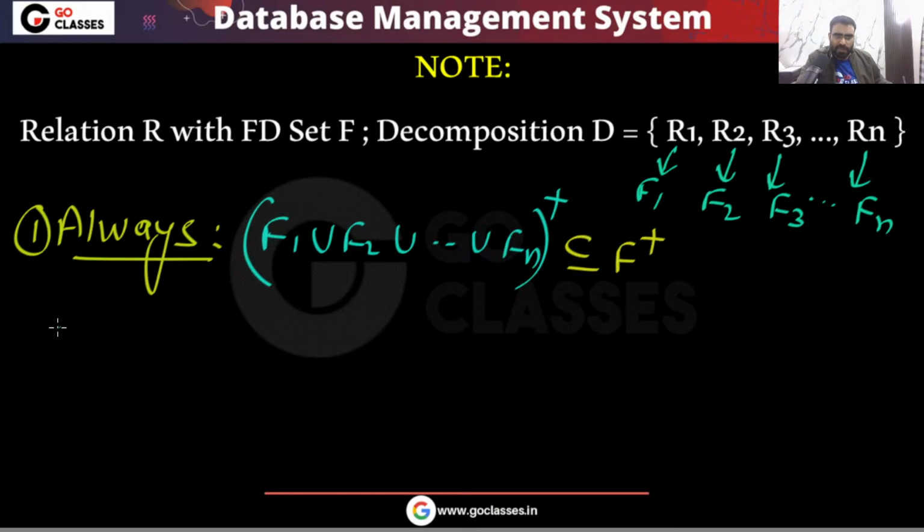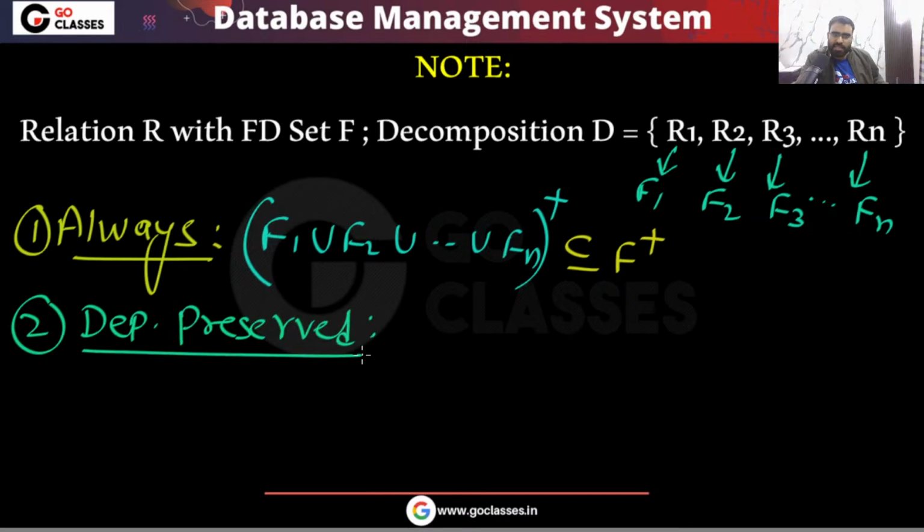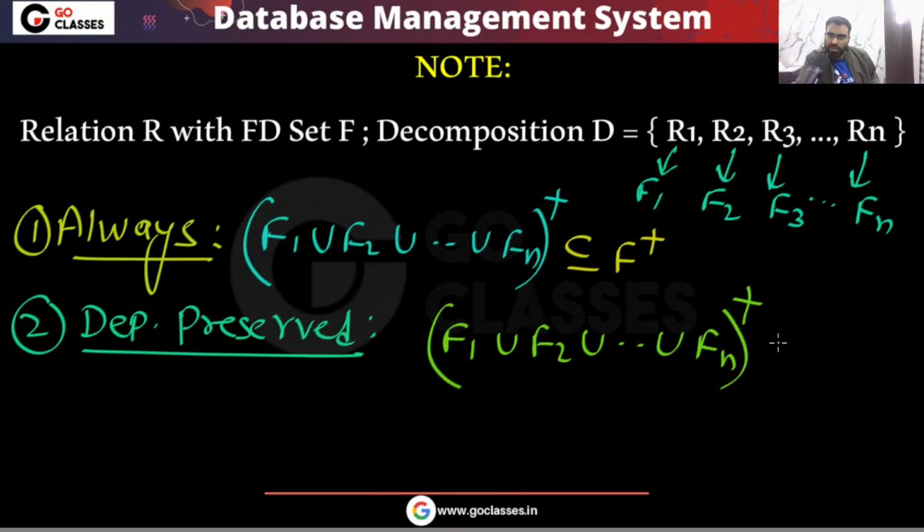This will always happen. The second thing, what is the definition of dependency preservation? When can I say dependencies are preserved? Dependencies will be preserved if this equation becomes equal. If F1 union F2 union Fn, this whole closure, becomes equal to F closure, then we will say that the dependencies are preserved.